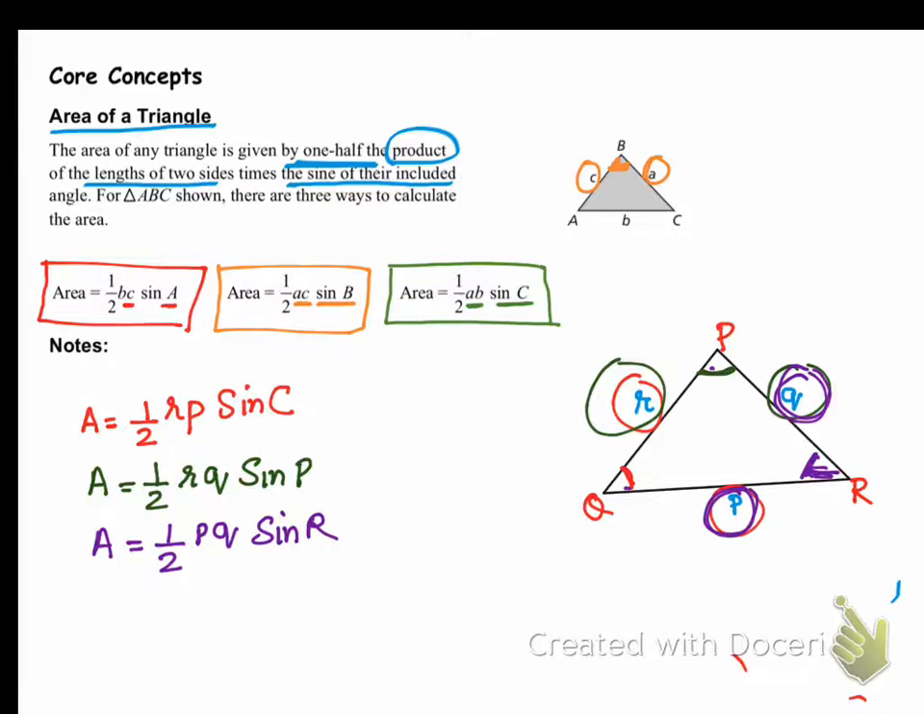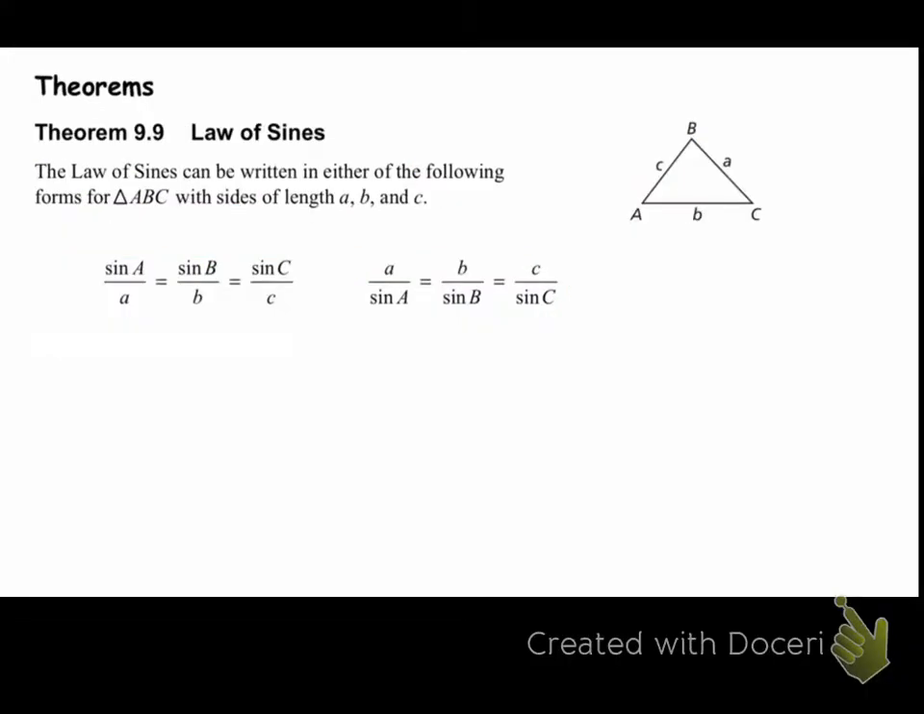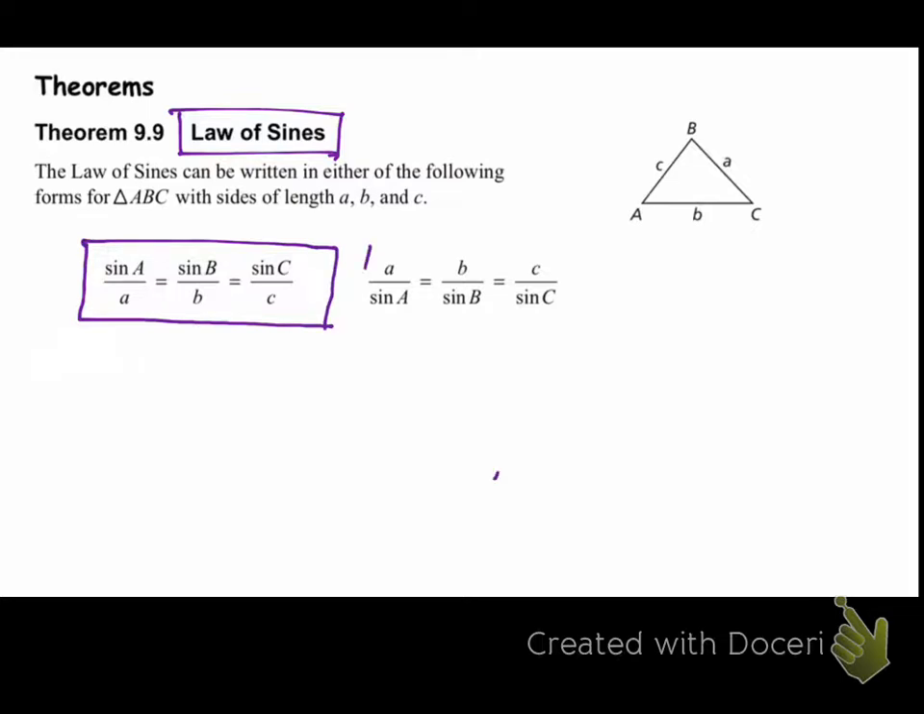Alright, let's move to the law of sines. How do we do the law of sines? Again, you have been given a triangle, and the basic formula is this proportion: sine A over a equals sine B over b equals sine C over c. Or you can flip it and write the same thing as a over sine A, b over sine B, and c over sine C.